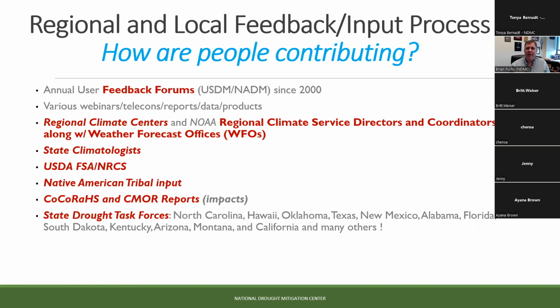We also have several partners out there, such as the regional climate centers, those within the Weather Service, state climatologists, and within USDA, we have the FSA and NRCS folks that are out in the field. We have tribal input. We have different ways of reporting conditions and impacts through CoCoRaHS or CMOR reporting, which I'll get into a little bit later. And then in some areas, there are state drought task forces, and I listed some of the states here. These are coordinated efforts within a state, in many instances led by the state climate office, but not always, where they go out and collect information about impacts and different data and what's going on in their state.